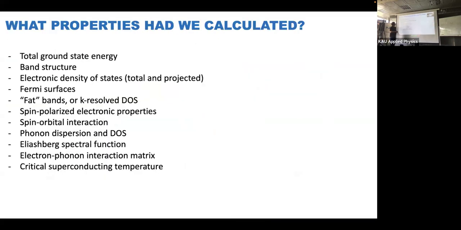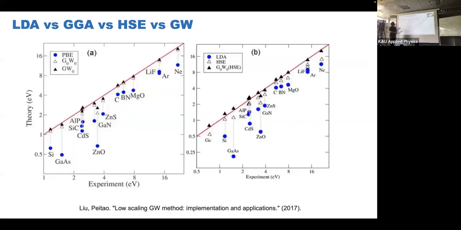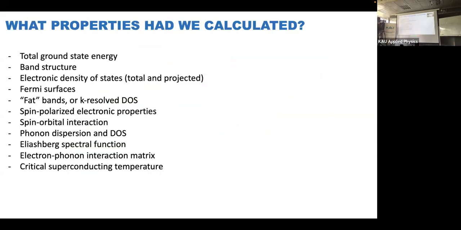Okay, that was about density functional theory, which stands behind our calculations. And now, what properties can we calculate, and what properties have we calculated in our seminars? So total ground state energy, just from SCF calculations. Band structure and electronic density of states, they're usually combined. We calculated them one-to-one.